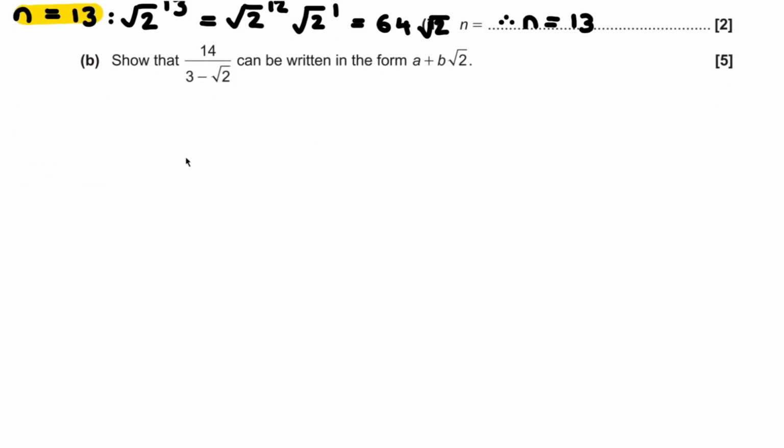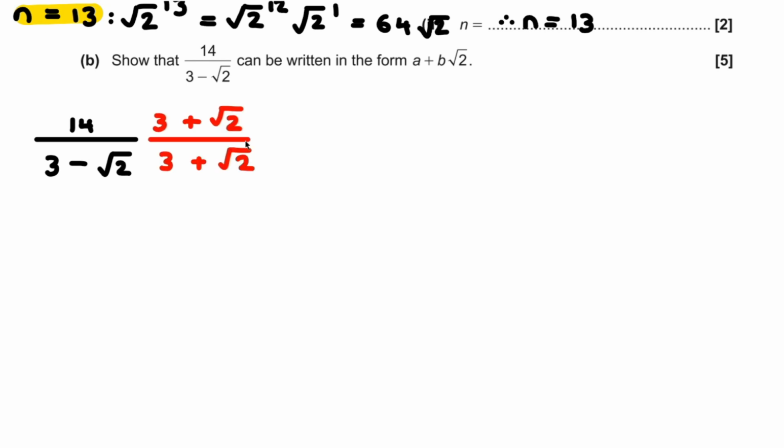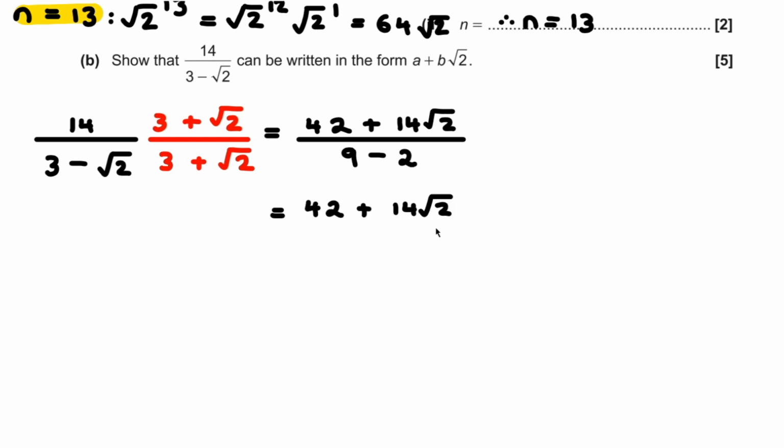Part B, we have to show that 14 over 3 subtract root 2 can be written in the form a plus b root 2. So, we've got this 14 over 3 subtract root 2, and what I'm going to do is multiply both the top and bottom by 3 plus root 2. So if I work this out, we've got 14 times 3, which is 42, 14 times root 2, which is 14 root 2. On the bottom I've got a difference of 2 squares, 3 times 3 is 9, and then I've got root 2 times root 2, which is 2, so I've got 9 subtract 2 on the bottom. So I've got 42 plus 14 root 2 on the top, and on the bottom I've got 7, so if I simplify this I end up with 6 plus 2 root 2, and that's in the form required.